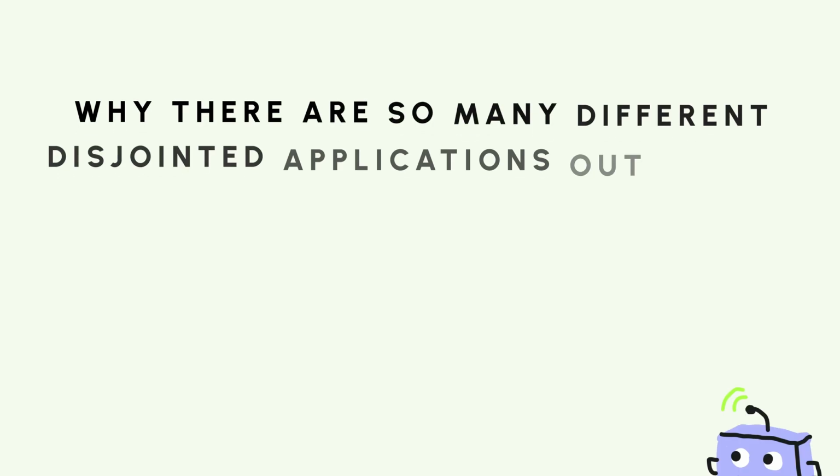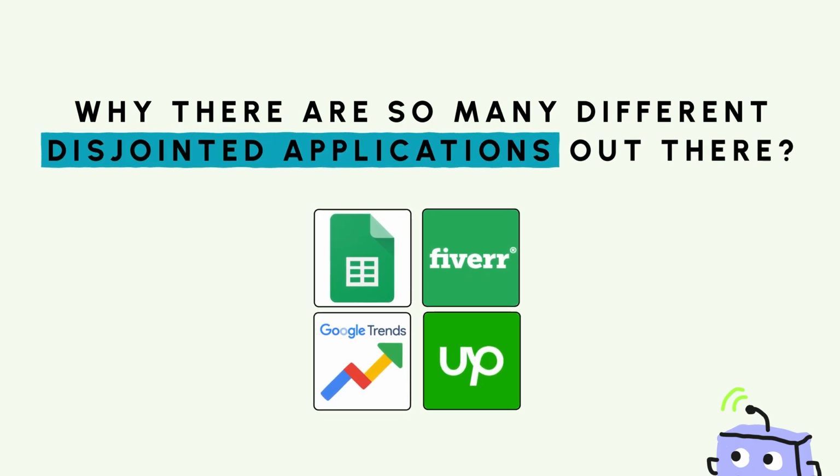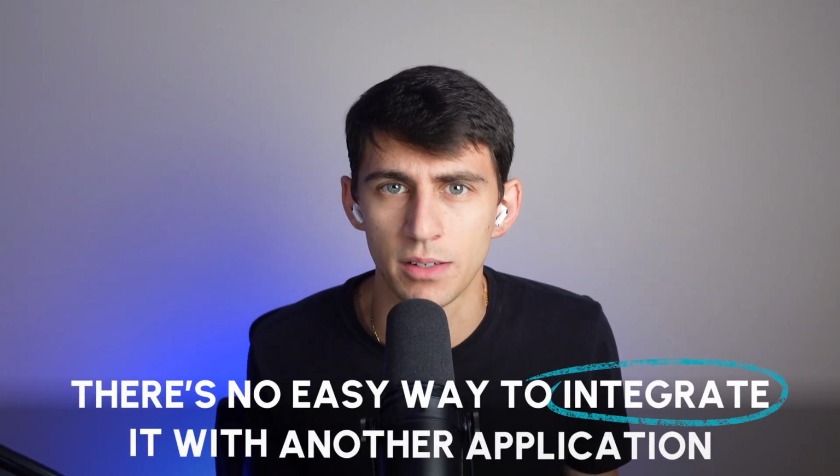You know what I don't really understand and what I'd like to understand? I'd like to simply understand why there are so many different disjointed applications out there. There are so many different simple things that we want to do on a daily basis, but there's no easy way to integrate it with another application.